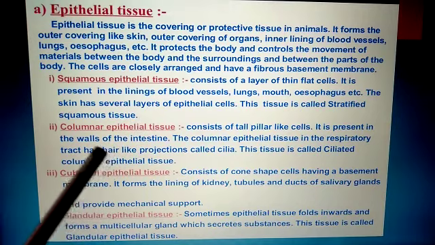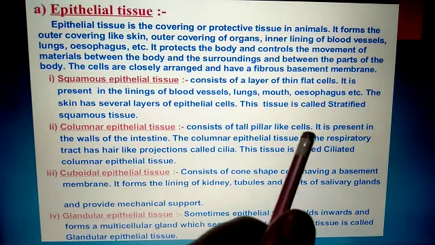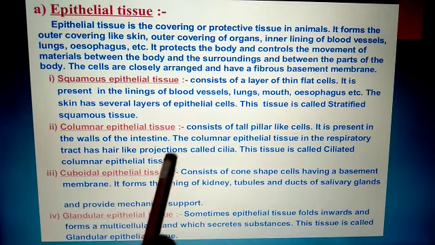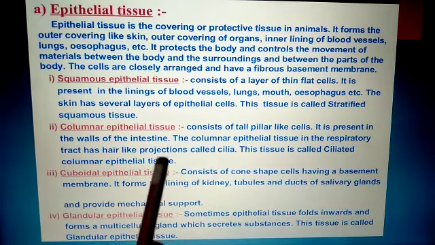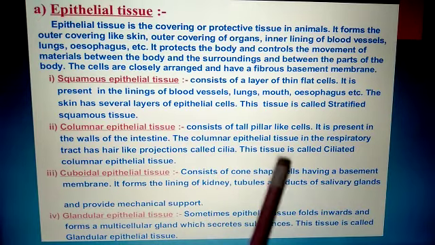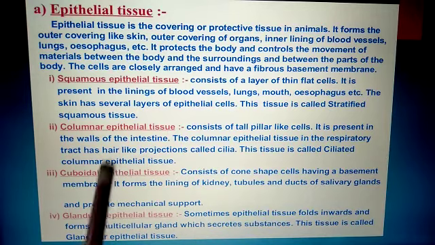Then columnar epithelial tissue. It consists of tall pillar-like cells. In columnar epithelial tissue, the cells are column-like, meaning pillar-like. It is present in the wall of the intestine. The columnar epithelial tissue in the respiratory tract has hair-like projections called cilia. This tissue is called ciliated columnar epithelial tissue because cilia are present in it.